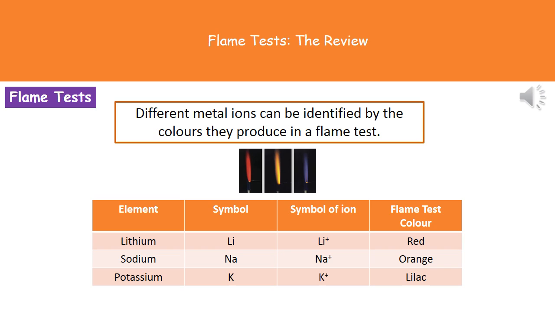Now we've got to remember three elements and the colour that they get when we put them in a flame test. So we need to remember our lithium, sodium and potassium flame test colours. Lithium will always give us a red flame, sodium is an orange flame and potassium is lilac. They are specific about the fact you've got to say lilac and no other colour related to it. So make sure you learn it. Lithium, red, sodium, orange, potassium is lilac.